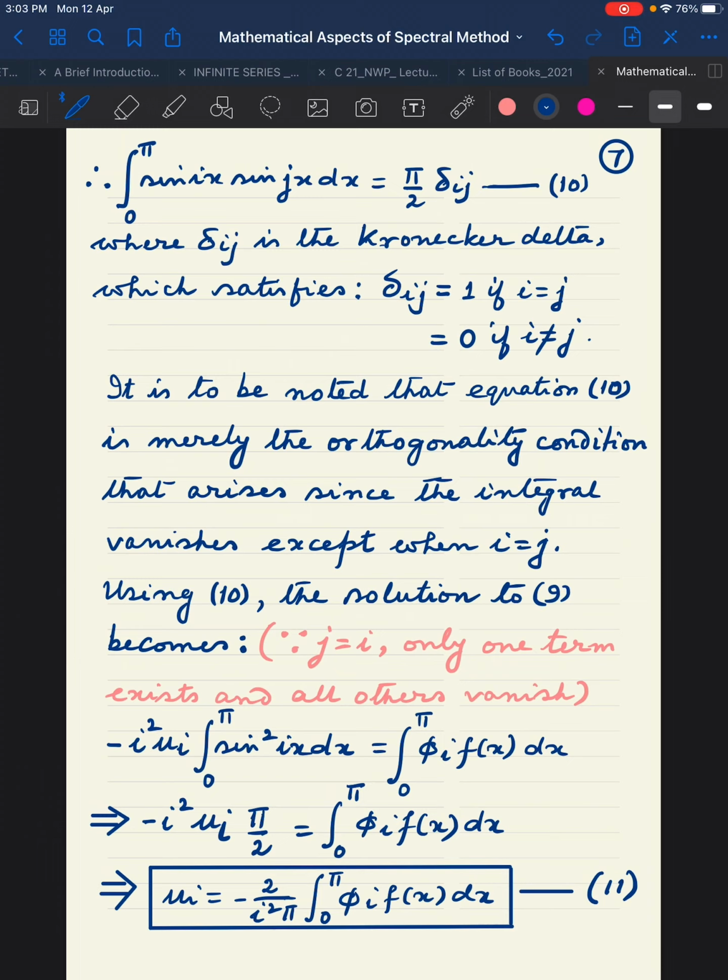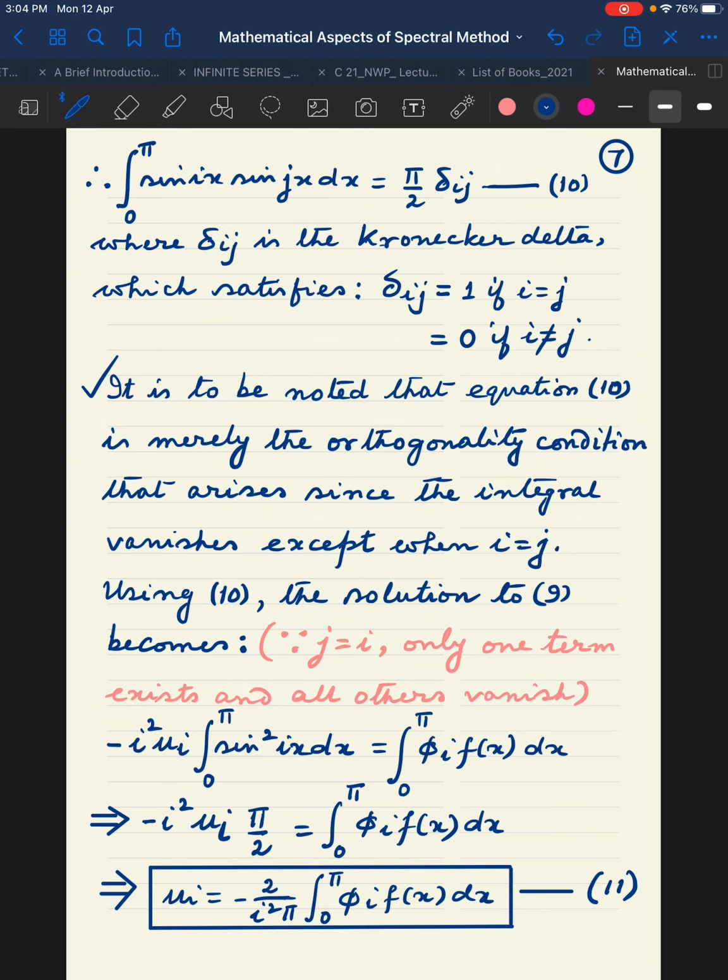Therefore we can write the integral from 0 to pi of sin(ix) sin(jx) dx as pi by 2 delta ij, where as usual delta ij is the Kronecker delta function which satisfies the property that delta ij is 1 if i is equal to j, and it is 0 if i is not equal to j. You all know that. Now it's an important point to be noted. It is to be noted that equation 10 is merely the orthogonality condition that arises since the integral vanishes except when i equals j.